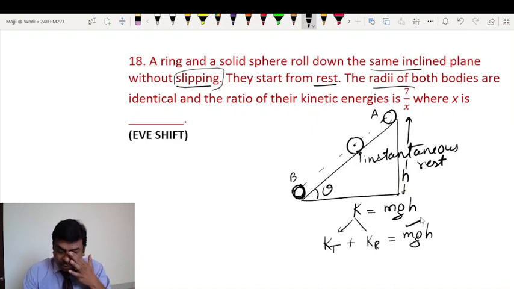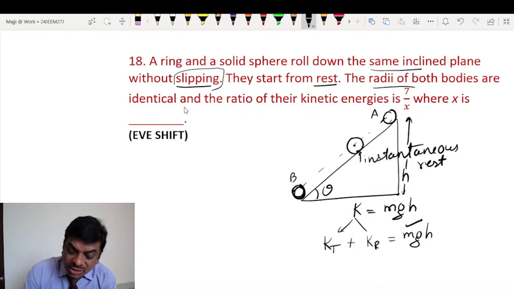A ring and a solid sphere roll down the same inclined plane without slipping. Somewhere it has to be mentioned, students, that they carry the same mass. So therefore the ratio of their kinetic energies will be 1:1. So 7:x, so x has to be 7. A ring and a solid sphere of same mass.